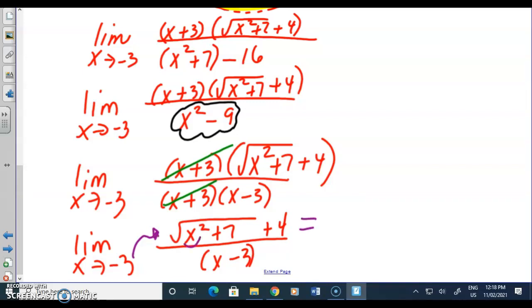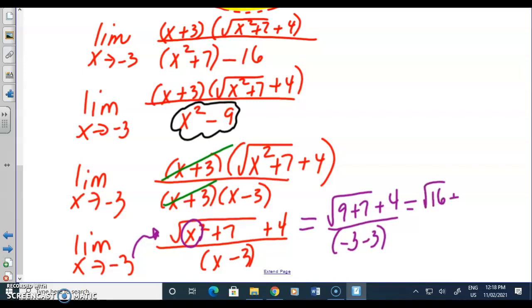When you plug in -3 for x, you're going to square it. You're going to get 9. You're going to plug in -3 for x. You're going to work out 9 plus 7. 9 plus 7 is going to give you root 16. I'm going to get -6. Root 16 is 4. 4 plus 4 is 8 over -6. And that reduces to -4 over 3, which is what your limit works out to be.